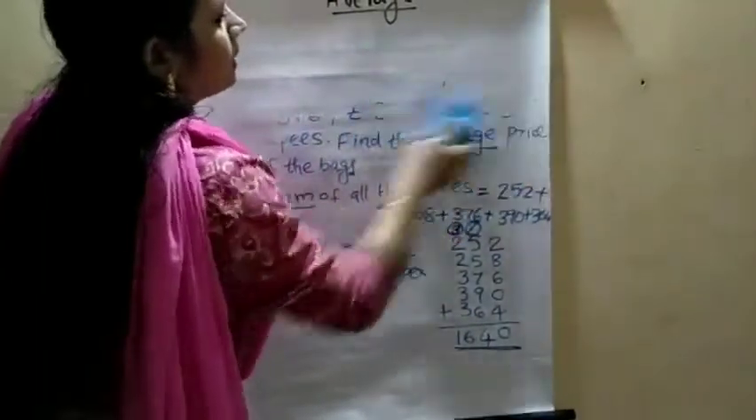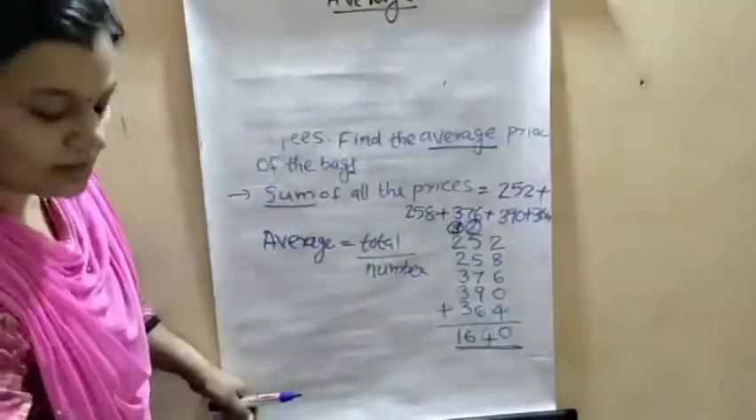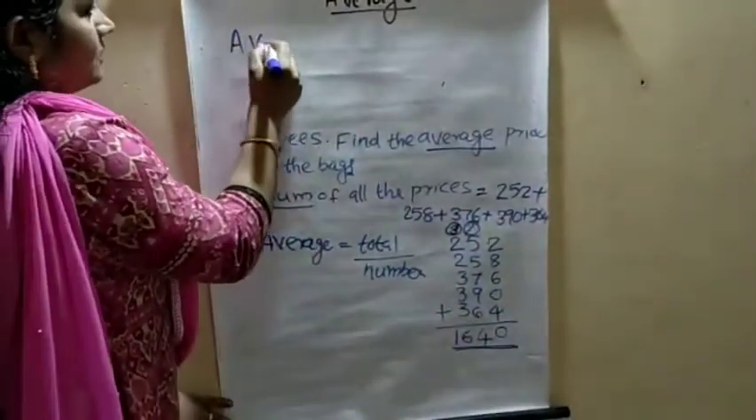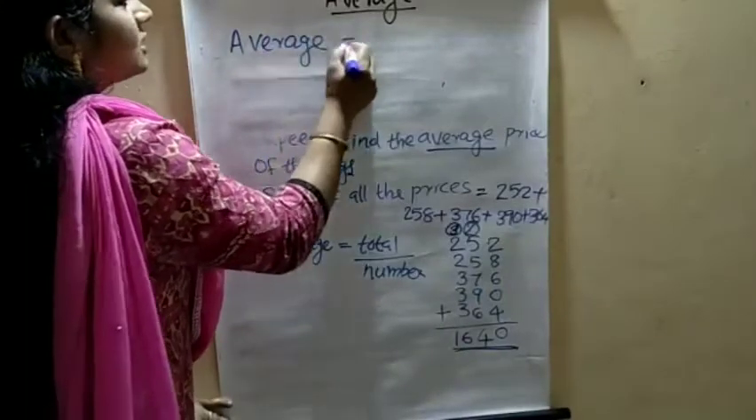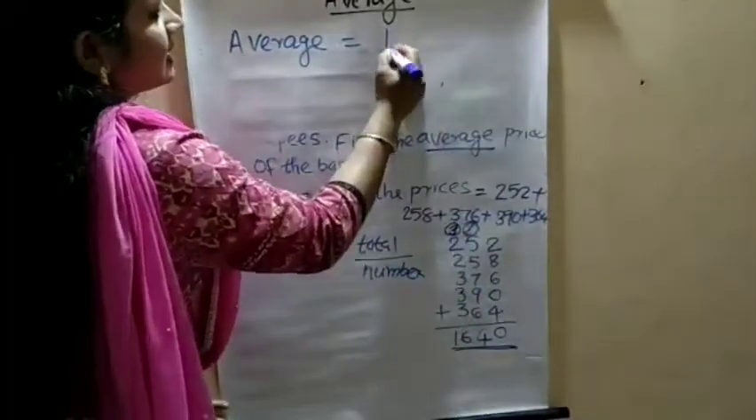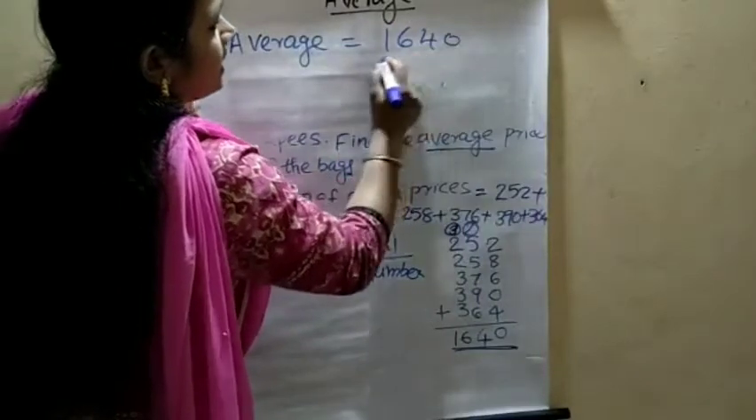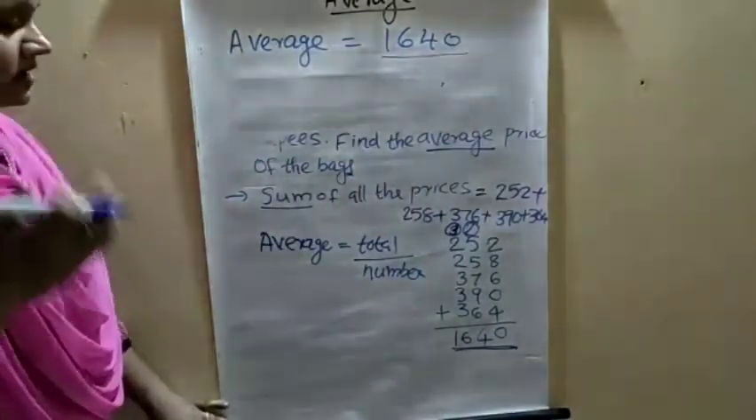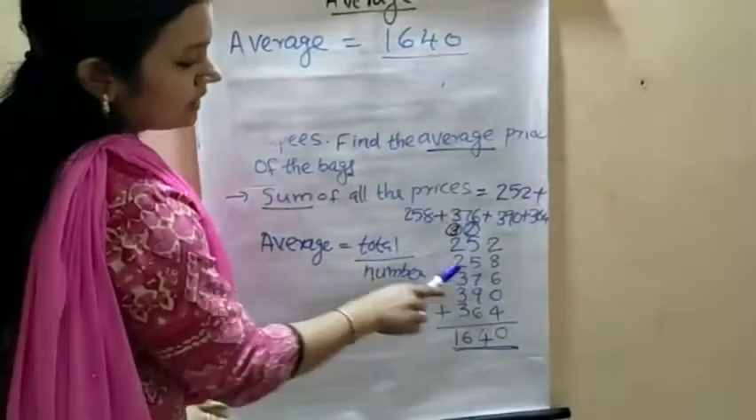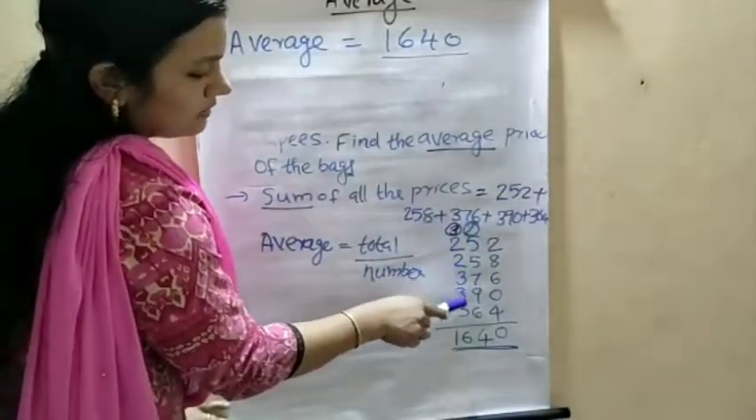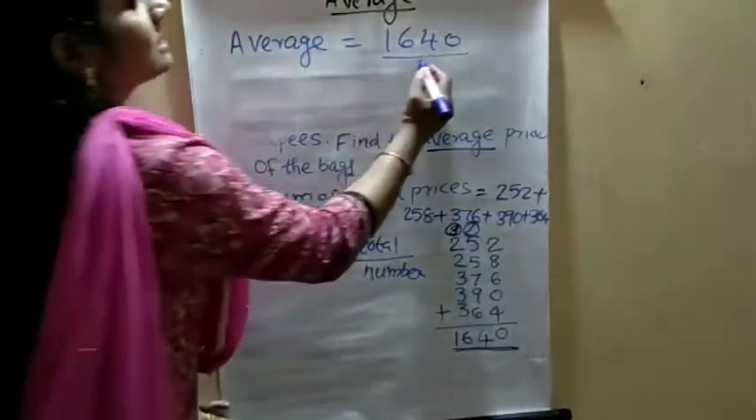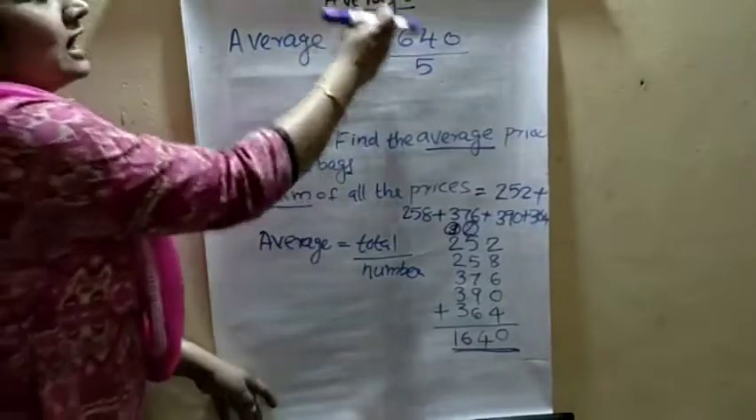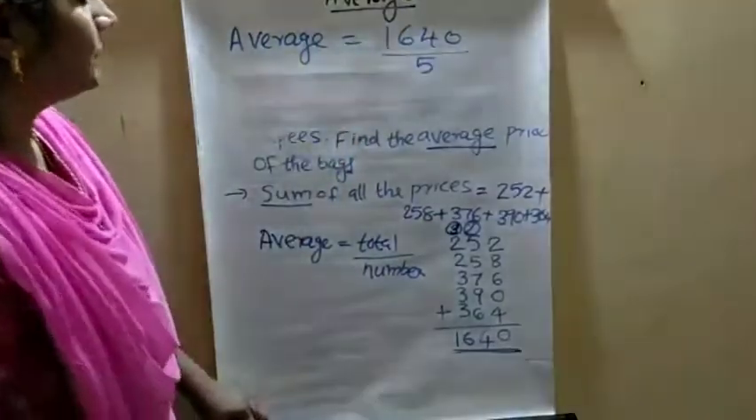Total sum is 1640. Then average equal to the total, 1640, divided by the number of addends. How many numbers are given here? You count it. 1, 2, 3, 4, 5. Then divided by 5. Got it. Then you do the division.